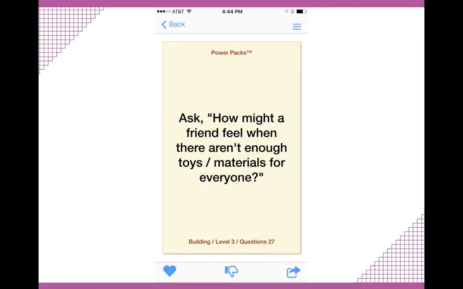Another example of a card or a prompt that you'll see on your slide as you kind of swish through them is where we can ask questions. This is also a level 3 example. And so we might ask a child or a group of children, how might a friend feel when there aren't enough toys for everyone?